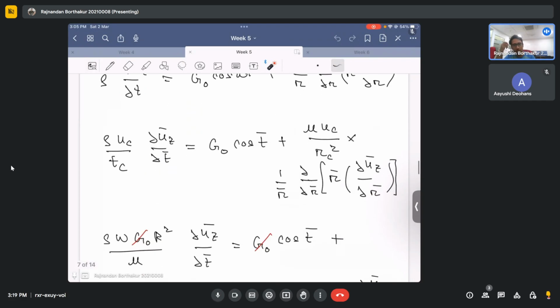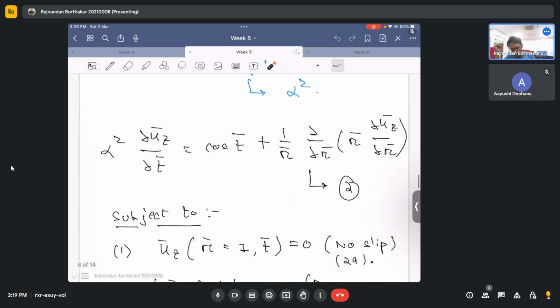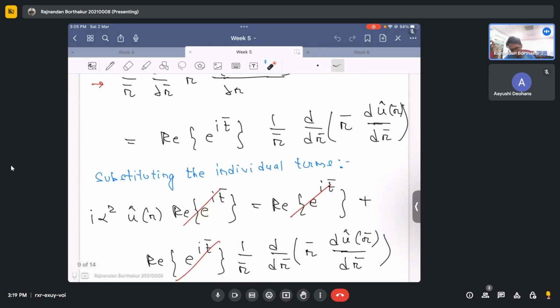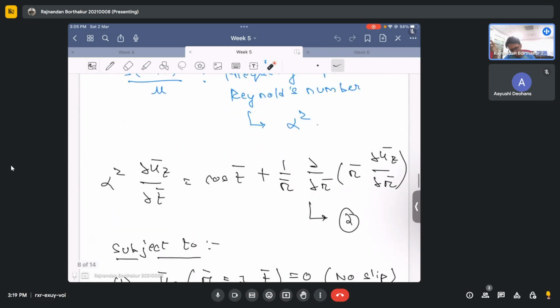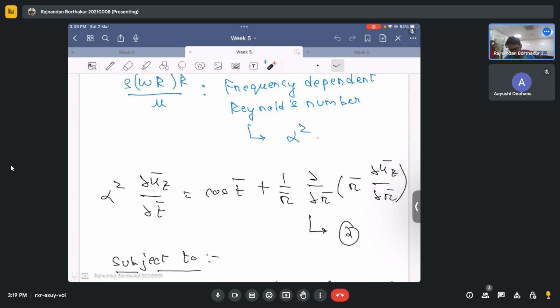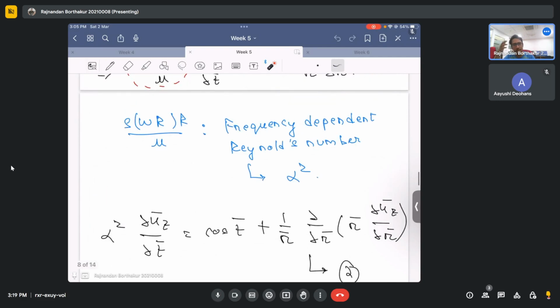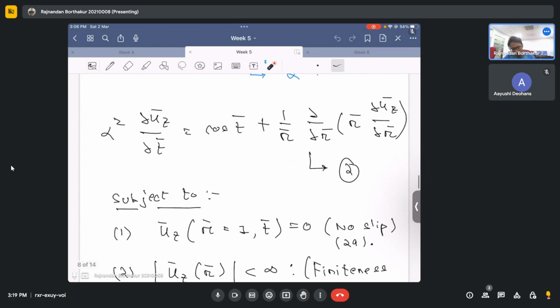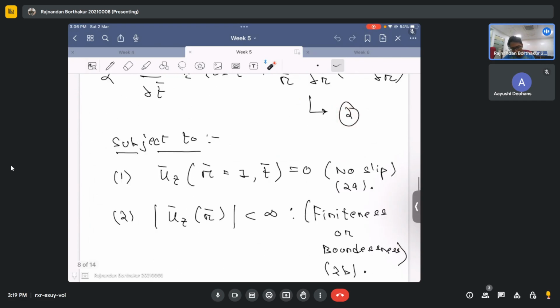Using this, we derived the non-dimensional governing equations, which looked something like this. We saw that in the non-dimensional version of the governing equation, all the variables of course are non-dimensional, and the parameter that we saw, which was alpha, denoted a non-dimensional number, which we said was the frequency dependent Reynolds number. And then we went on to solve this equation 2 based on the boundary conditions that we had.